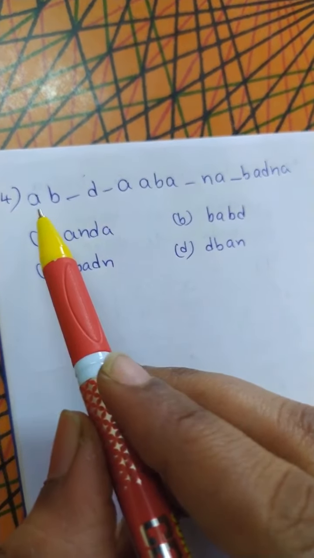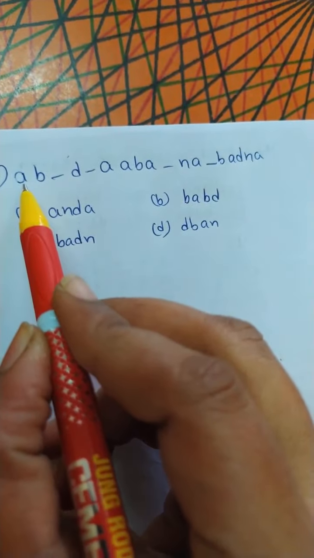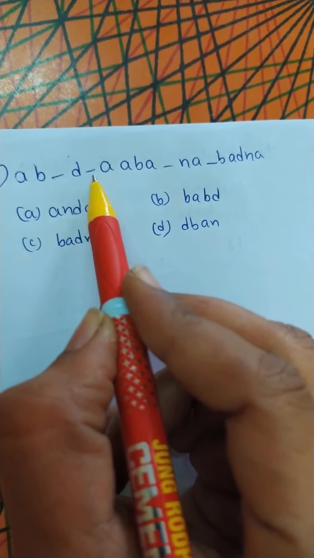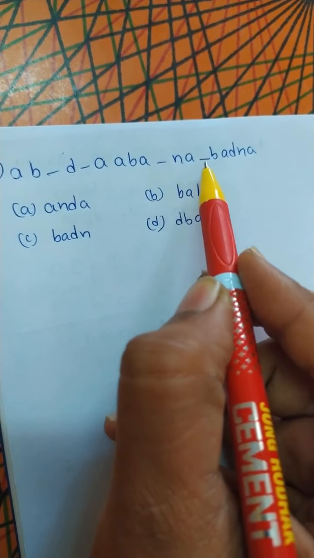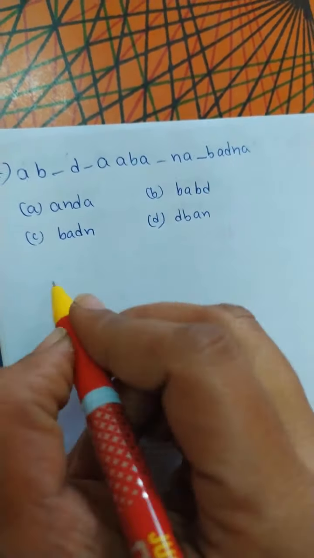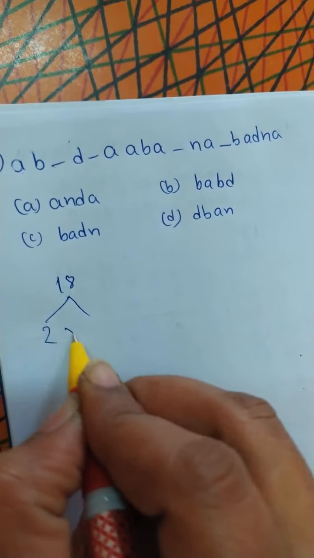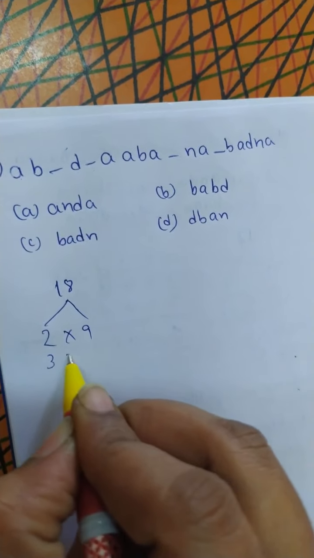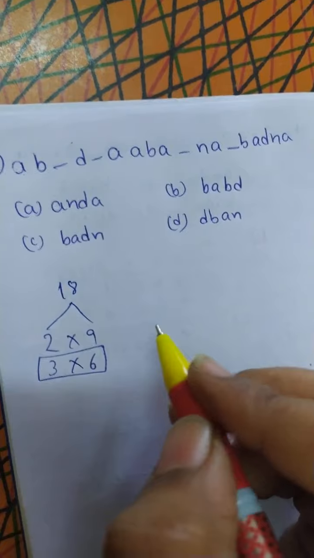Here in this series, how many letters do we have? Let's find out. 1, 2, 3, up to 18. In total we have 18 letters. We get the combination 2 by 9 or 3 by 6. Let's check once with 3 by 6. It is easy to find out.